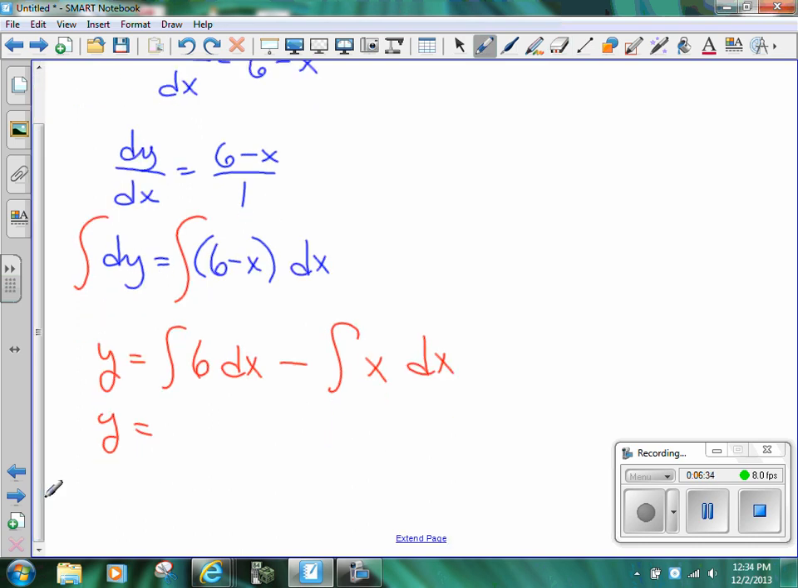What do I get when I integrate 6 dx? Over 1, which I don't really need there. What do you get when you integrate x? X squared over 2? Keenel, what now? That a girl. Are we cool? What now?